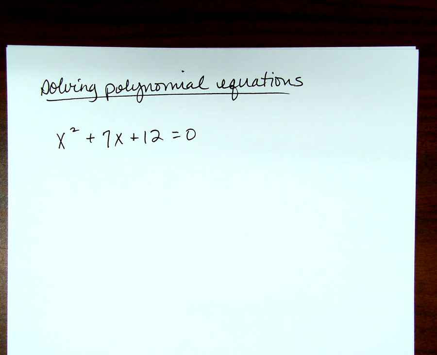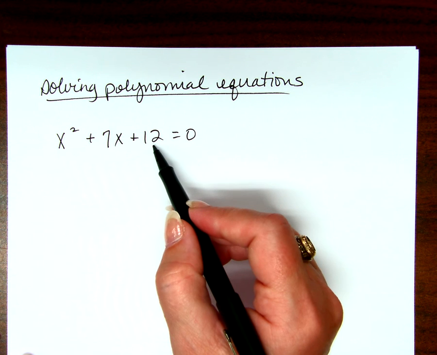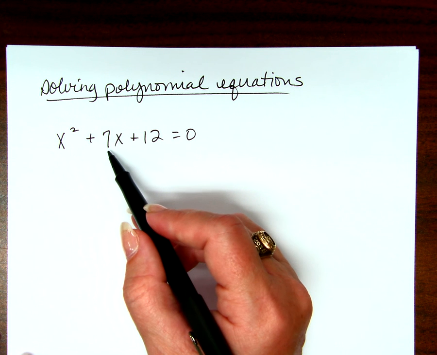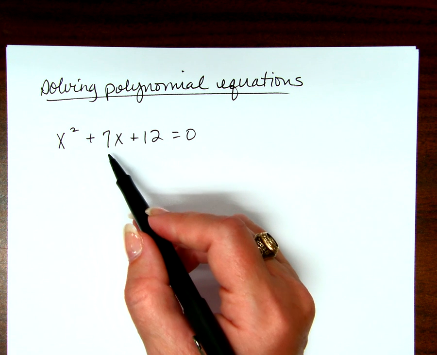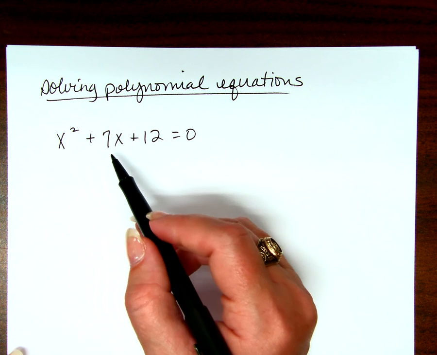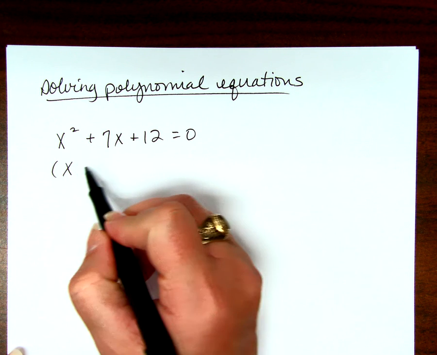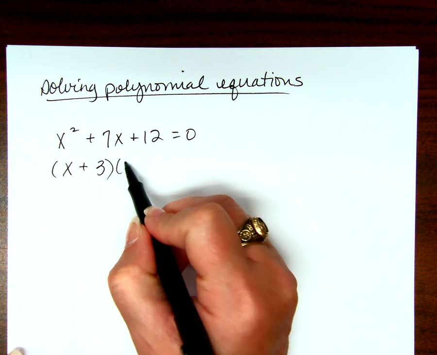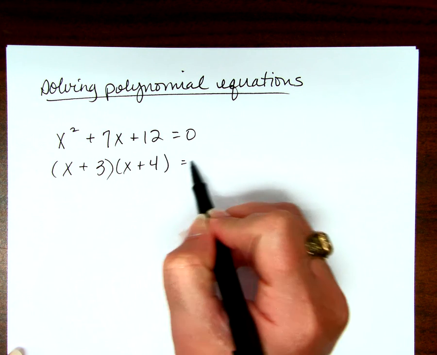It's a trinomial, right? With a leading coefficient of 1. So do you think you might be inclined to factor it to try to solve it? AC is 12. B is 7. What multiplies to be 12 and adds to be 7? 3 and 4. So I could go straight to my factors. x plus 3, x plus 4 equals 0.